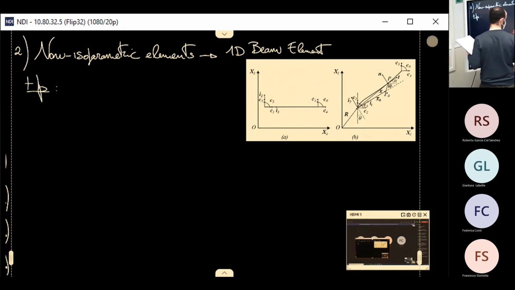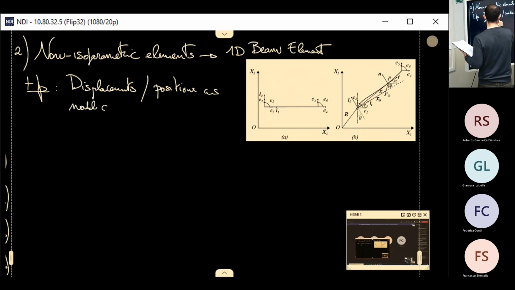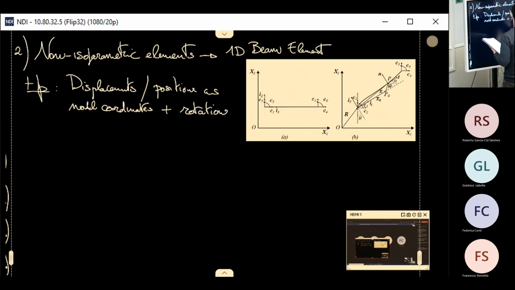All right, so the characteristic hypothesis of this element is that we have displacement or position as nodal coordinates, plus rotation. Okay, this is the addition with respect to what we have before.